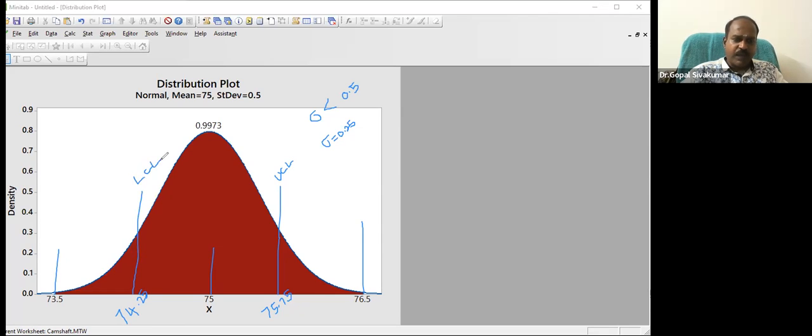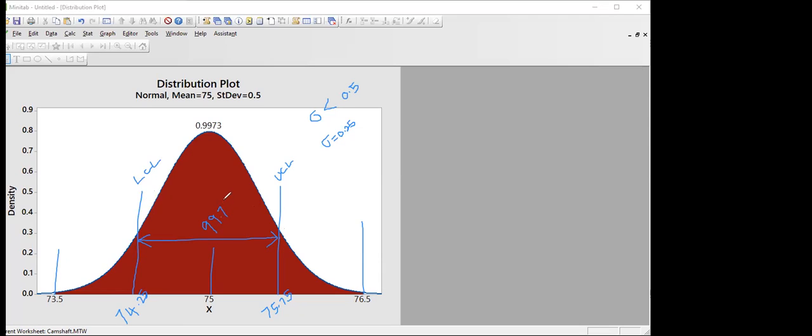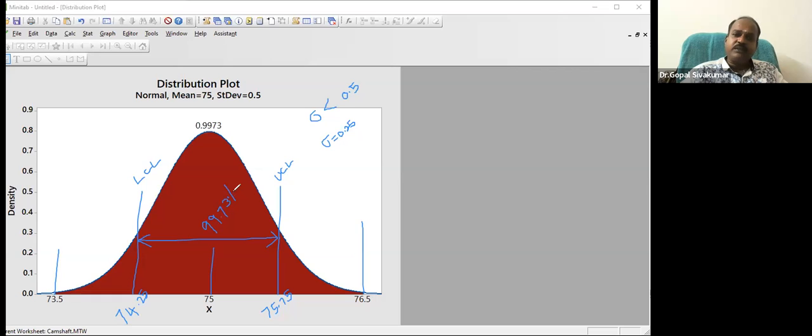Now tell me, from lower control limit to upper control limit, what percentage of the products you have manufactured is expected to lie between them? What percentage? 99.73% of your products will certainly lie between 74.25 mm and 75.75 mm. Hope all of you agree with me. Yes. But customer is okay up to 73.5, which is lower spec. Also okay up to 76.5, which is upper spec.